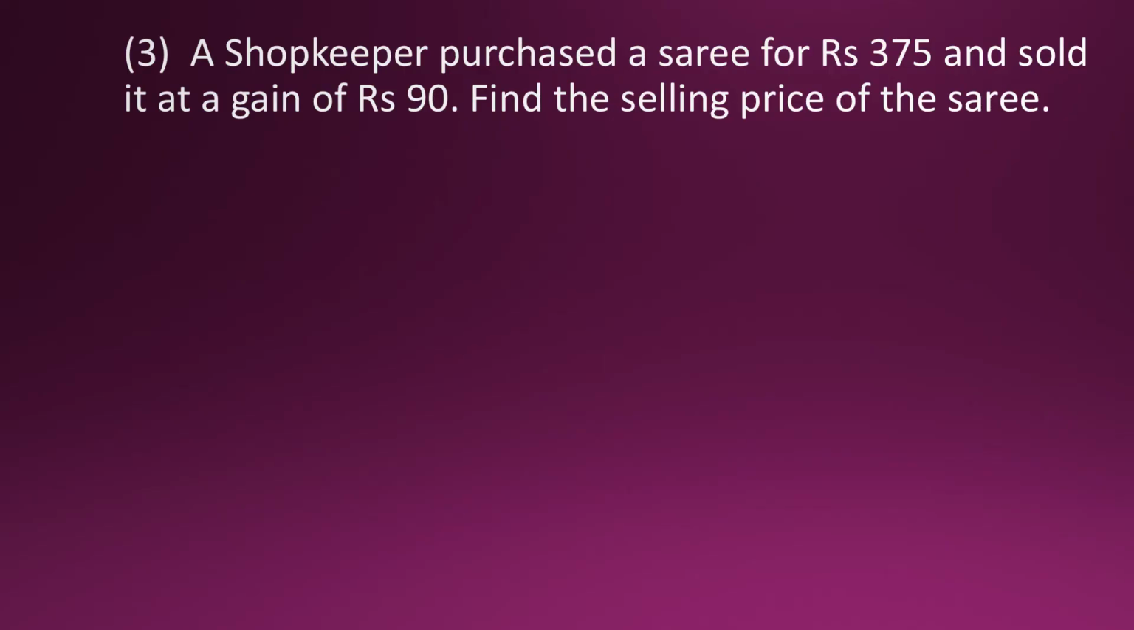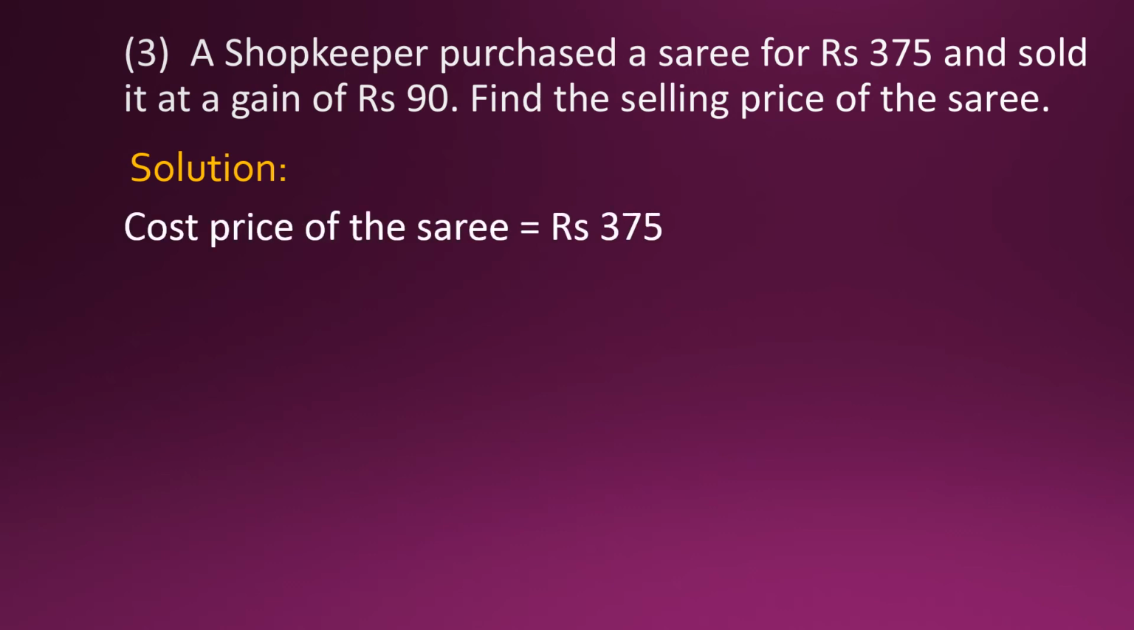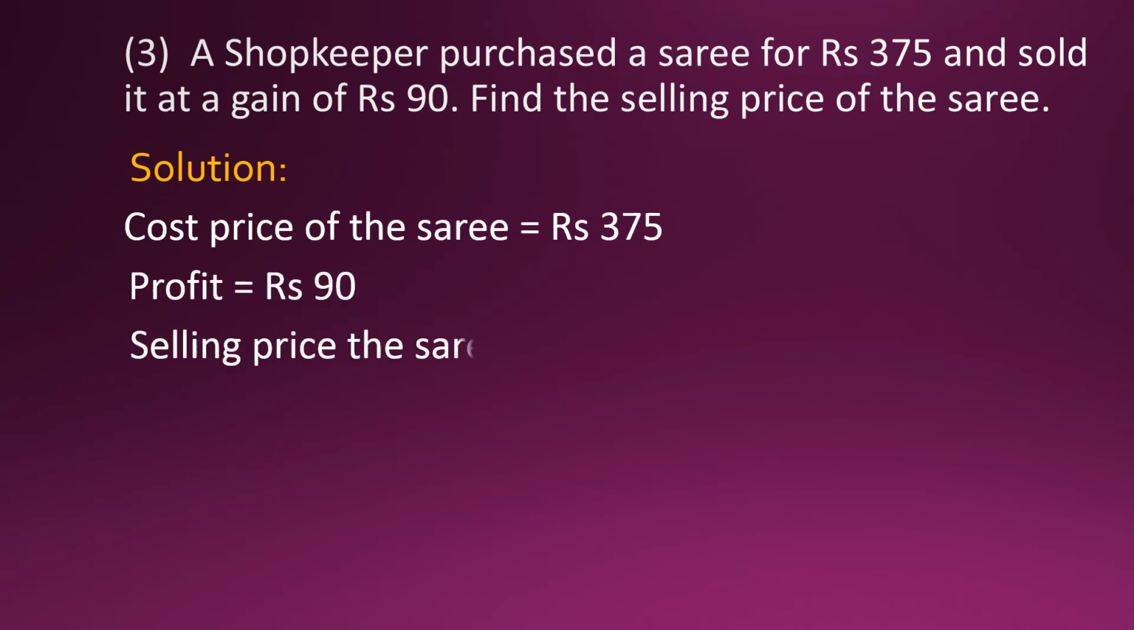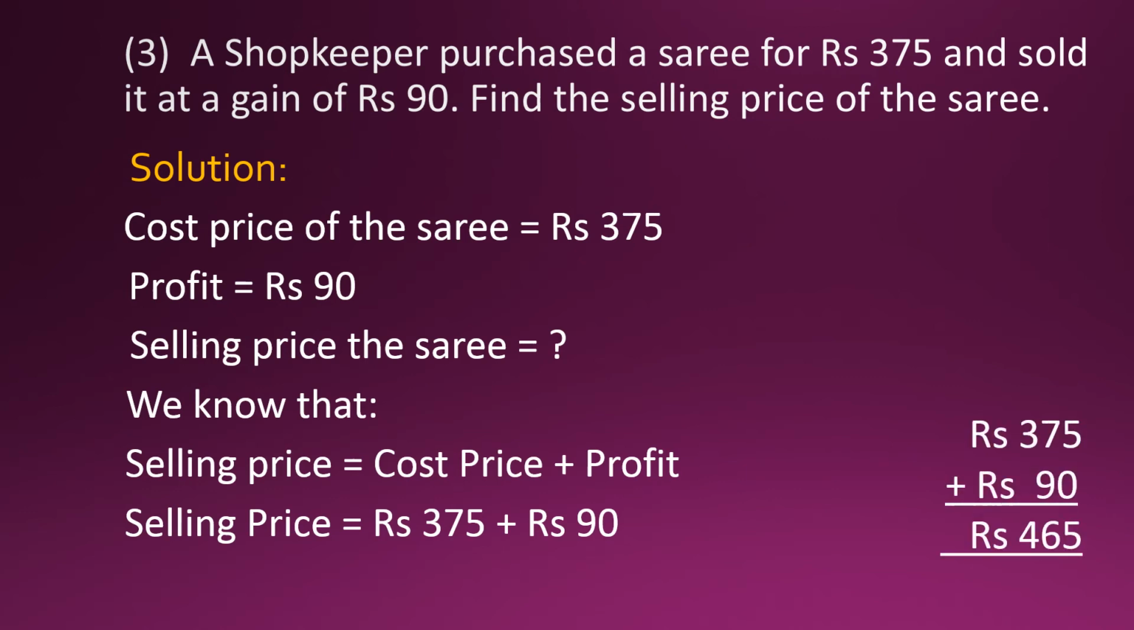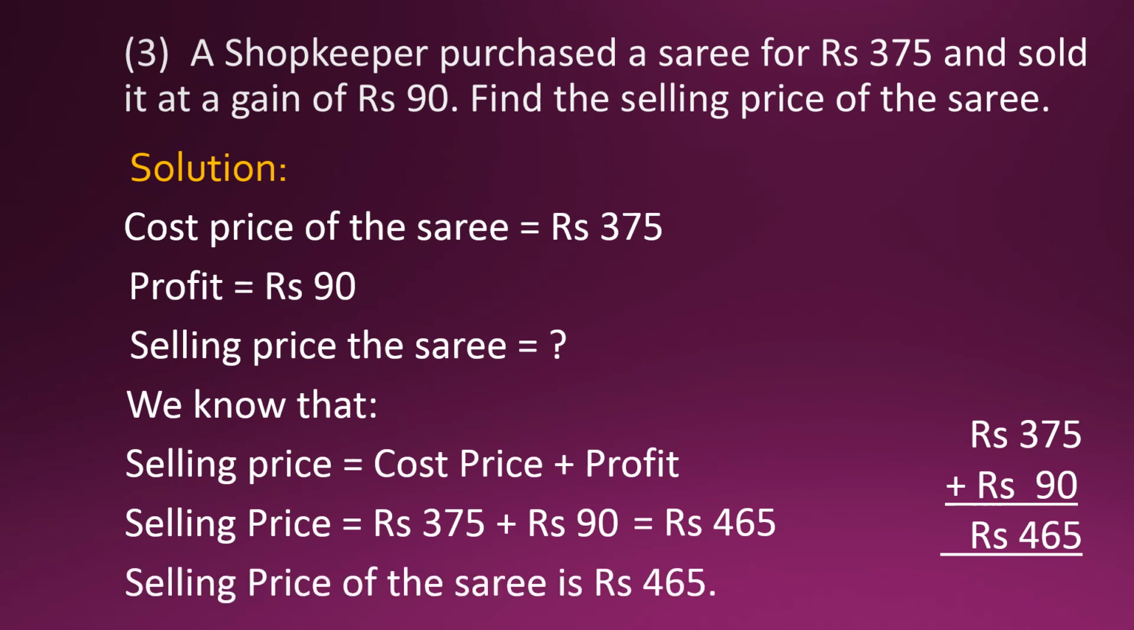Let us solve one more question. Question number 3. A shopkeeper purchased a sari for rupees 375 and sold it at a gain of rupees 90. Find the selling price of the sari. See, in this question, cost price of the sari is equal to rupees 375 and profit is equal to rupees 90, and selling price of the sari we have to find out. We know that selling price is equal to cost price plus profit. Now put the value, rupees 375 plus rupees 90. If we add rupees 375 plus rupees 90, we get rupees 465. So the selling price of the sari is rupees 465.